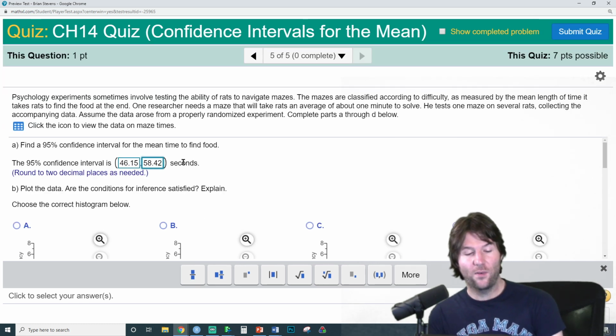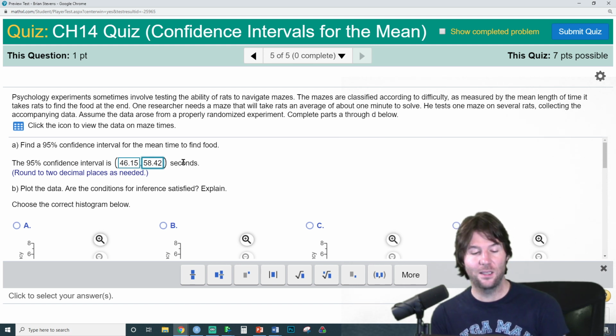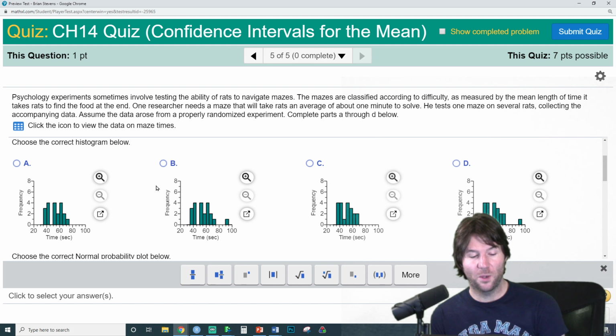I am 95% confident the true mean amount of time it takes these rats to run the maze is contained in the interval 46.15 seconds to 58.42 seconds. They're trying to have it be a 60-second maze, so that'll come up here later.